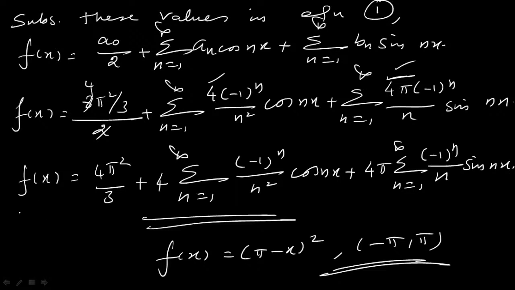So the Fourier series representation of the given function we have calculated by making use of the concept of odd and even function, since the function is given in an interval of type minus pi comma pi. Okay. Hope you got a clear idea about the concept of odd and even function.